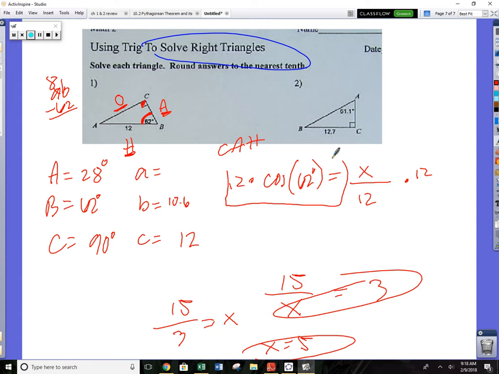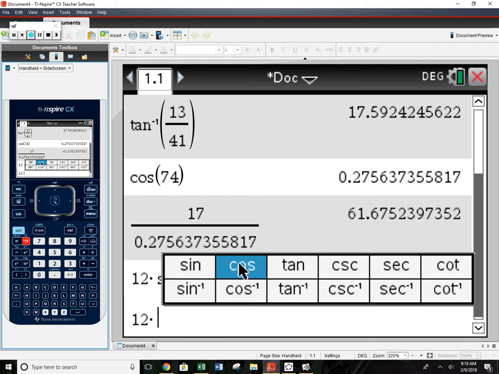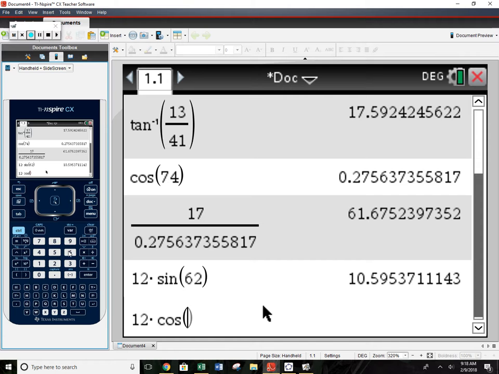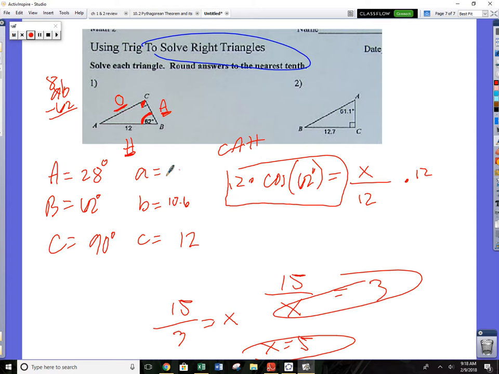So do this on your calculator. 12 times cosine of 62, 5.6. 12 times cosine 62. Enter. 5.6. Perfect. So you have now found all the specs of the triangle. Every triangle has got 6 specs. It's got 3 angles that you got to find, and it's got 3 sides that you got to find.